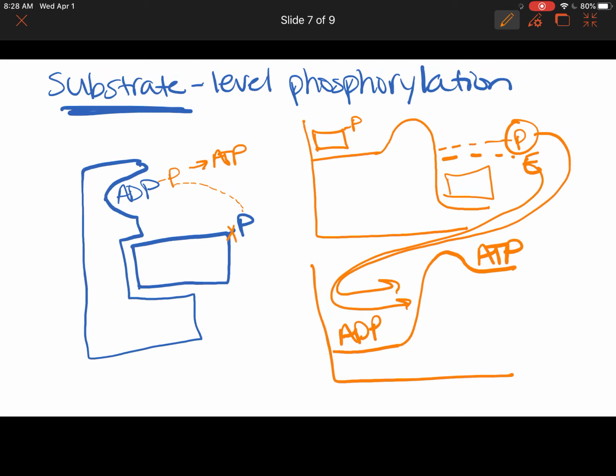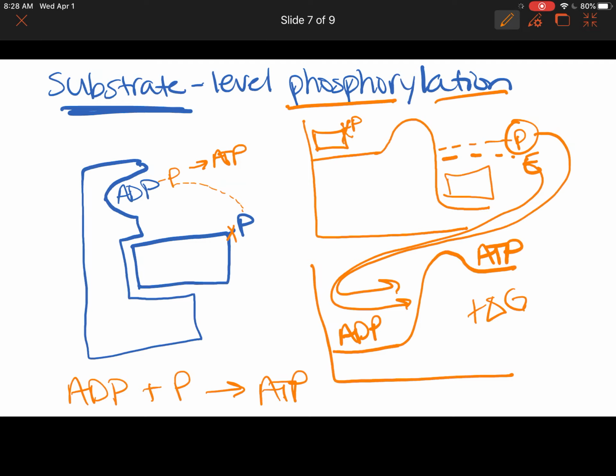Okay, so again, we're coupling here, right? We're coupling this exergonic reaction where we're stripping that phosphate group off of the substrate to the phosphorylation of ADP. Phosphorylation just means adding a phosphate group, okay? So we are phosphorylating ADP in order to make ATP. But remember, creating ATP is highly endergonic. Got to put a lot of energy in. That energy comes from breaking that bond that's holding that phosphate group onto the substrate.